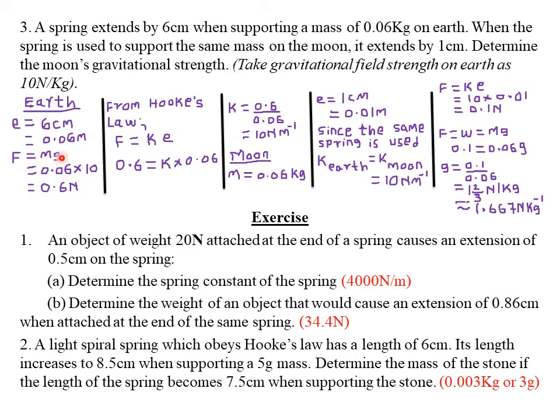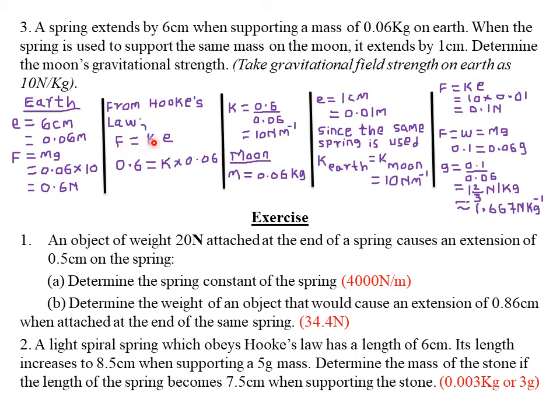So the force is mass times gravity. The mass on Earth is 0.06 times gravity, which is 10, which gives us 0.6 Newton. Now we know that from Hooke's law, force is equal to Ke. So remember, in these calculations, the aim is always to find the spring constant, then you use it to calculate the other values that are required.